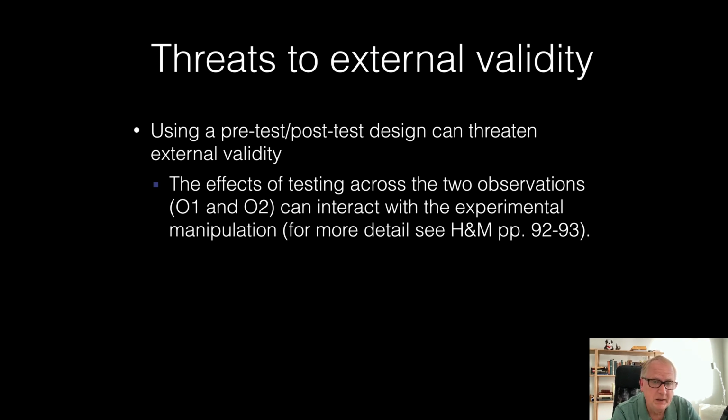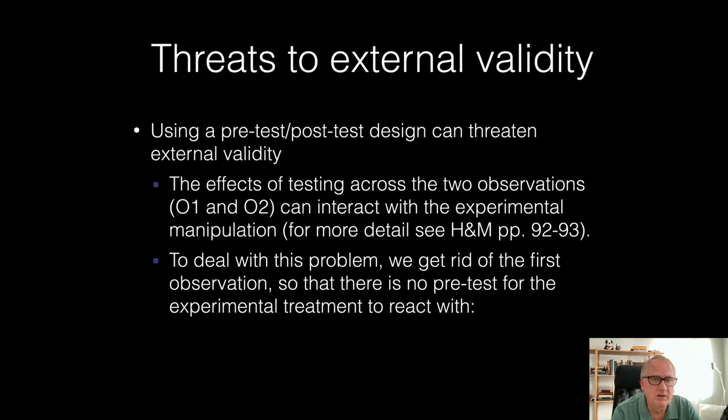And there's more details about this in your textbook if you look at Haslam and McGarty on pages 92 to 93. What they suggest is that you deal with this problem by just getting rid of the first observation so you don't have an O1. This is something I've already alluded to earlier in this lecture, so that there's no pretest for the experimental treatment to react with. So this idea would be that you just have your treatment, then O2, and then you have a control group that just has O2. They don't get the treatment.